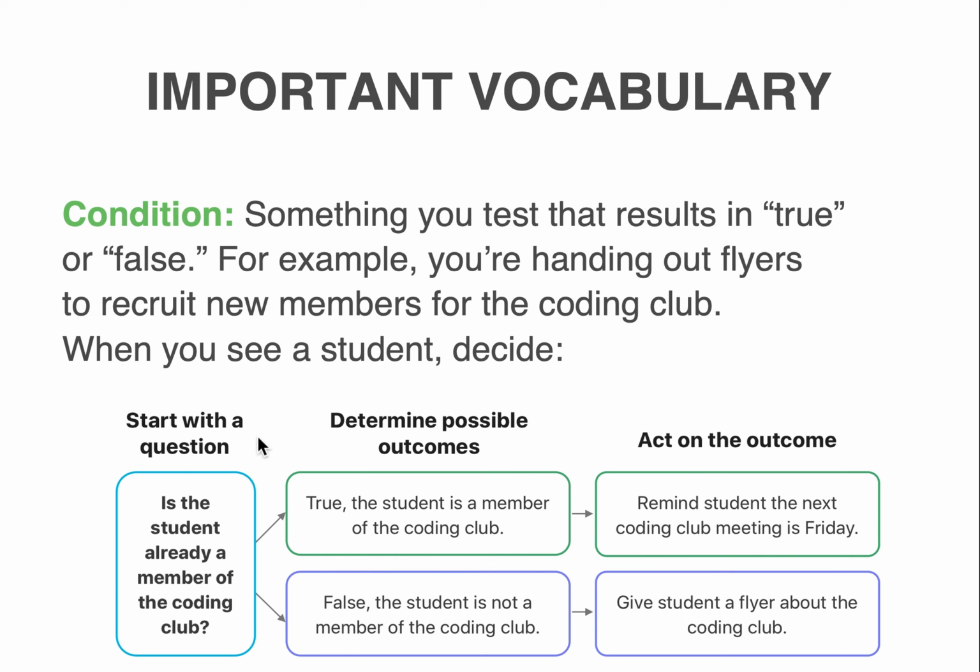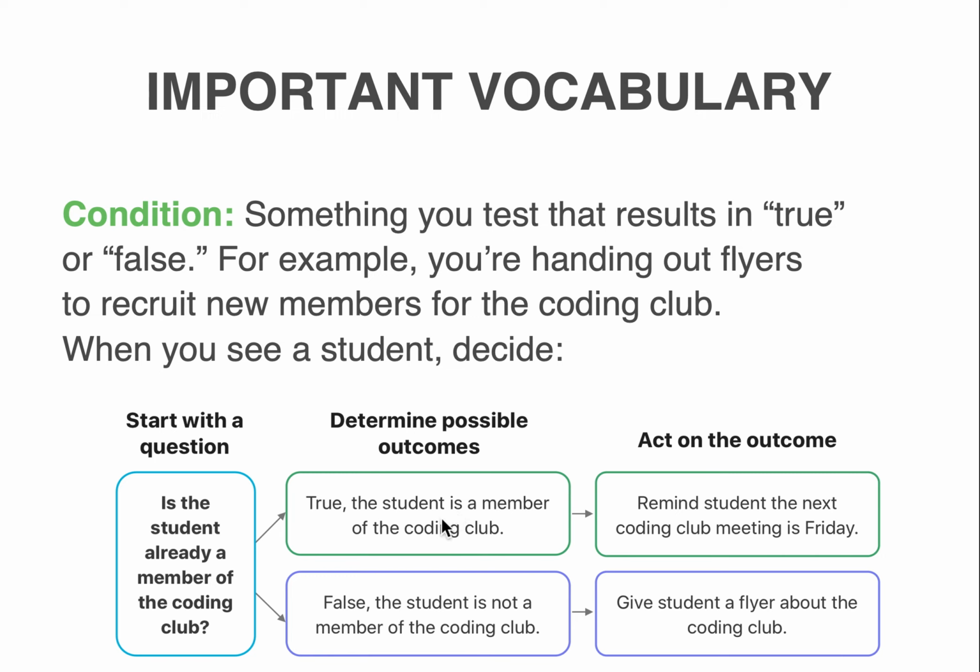One example that you can see on the screen is giving a flyer to recruit new members for the coding club, which is running in the school. The first question is: is the student already a member of the coding club? The answer may be true or false. So the outcome is always one of two values, true or false. Depending on the outcome, we will do some actions.